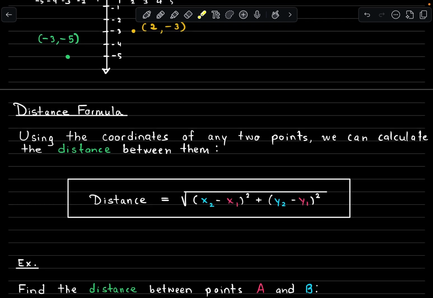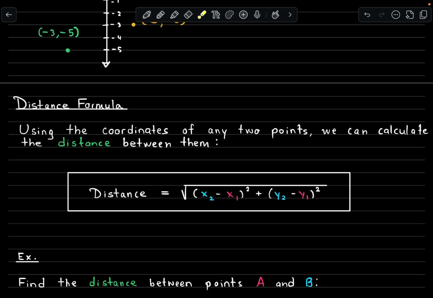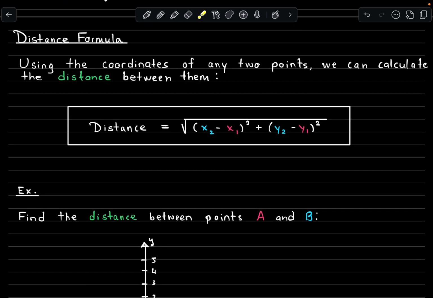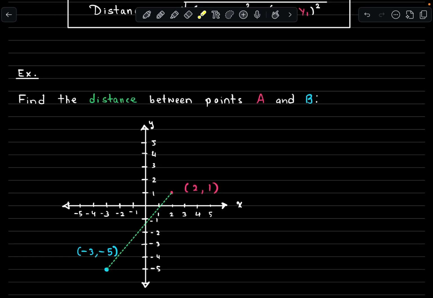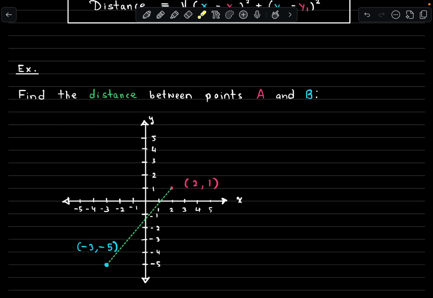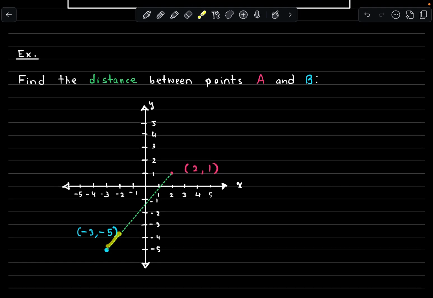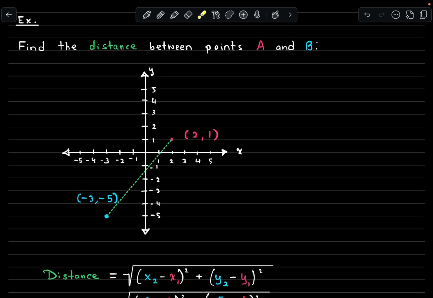Okay, so let's see how this looks. So let's say, for example, we want to find the distance between points A and B here. And we're given the points 2 comma 1 and negative 3 comma negative 5. So this is our point A over here in red. This is our point B over here in blue. And we will find this green distance over here. How far are these 2 points away from each other?